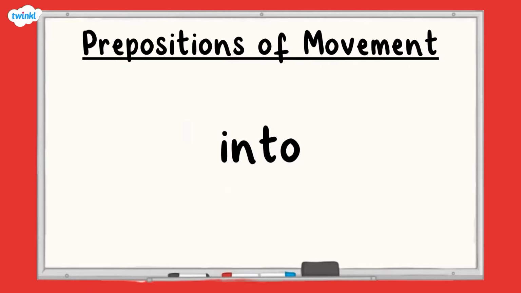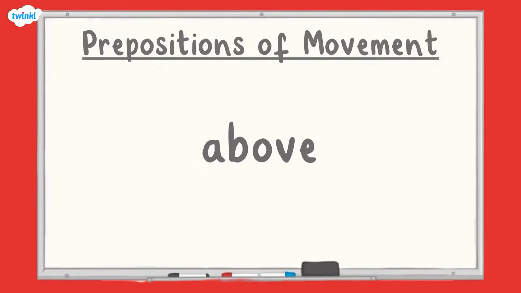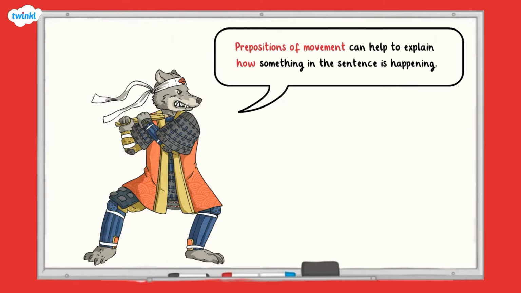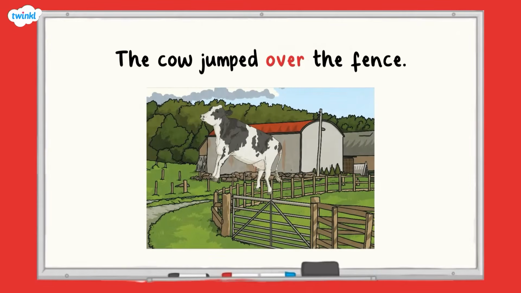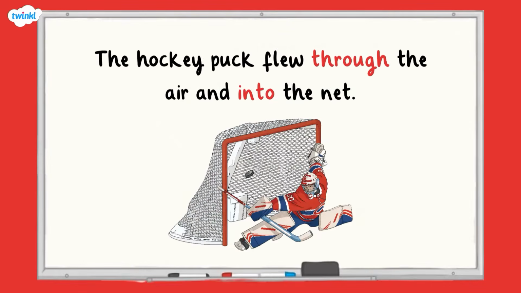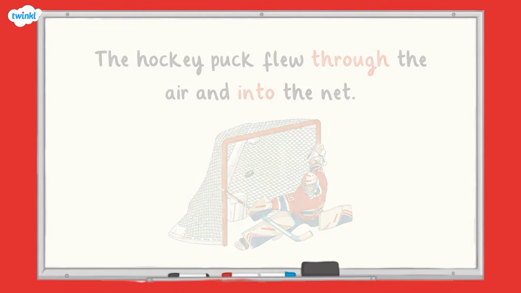To, into, along, with, across, through, over, and above are all examples of prepositions of movement. They can all help to explain how something in the sentence is happening. The cow jumped over the fence. The hockey puck flew through the air and into the net.